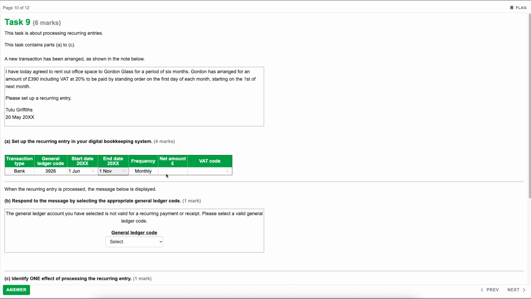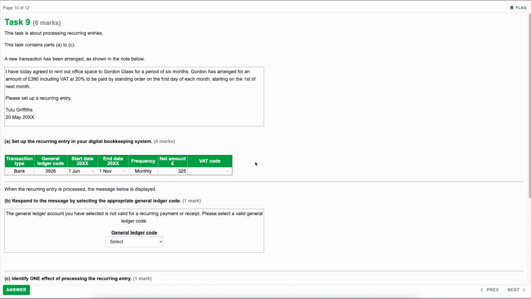So we next need to fill out the net amount. Now it states here that Gordon has arranged for an amount of £390, including VAT. So we need to work out the net amount from this total amount of £390. So remembering what I said earlier, the way I would do this, bear in mind the total is worth 120%. I would do 390 divided by 120 to get 1% and multiply it by 100 to get our net amount. So that gives you a net amount of £325.